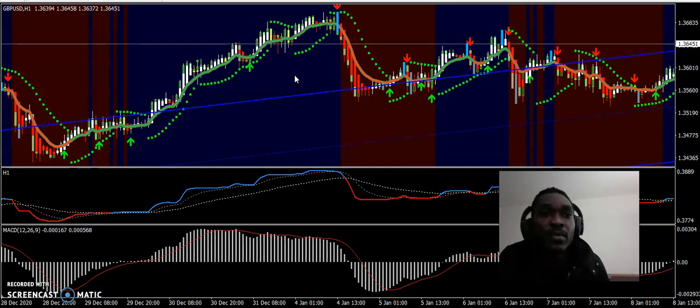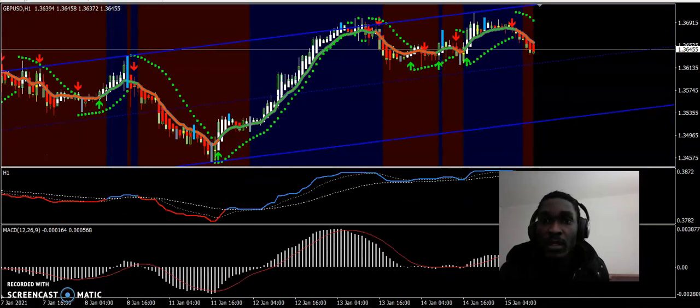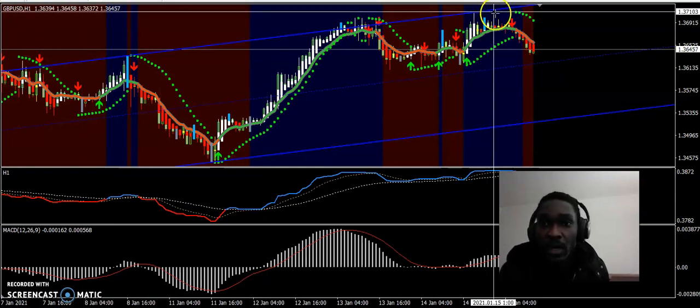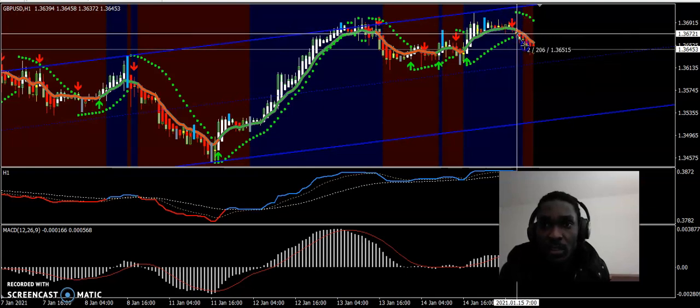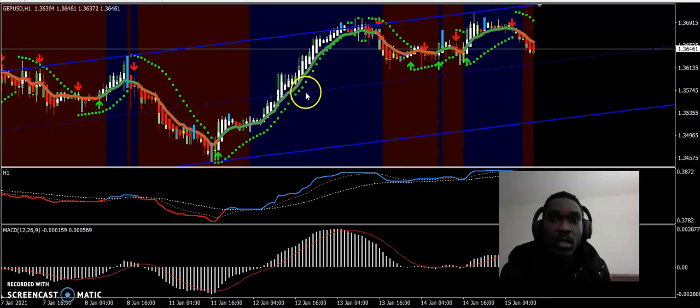And yeah, so that is it. That is how it's done. That is how you trade the strategy. Yep. So yeah, we also have a trend line, but not in use though.